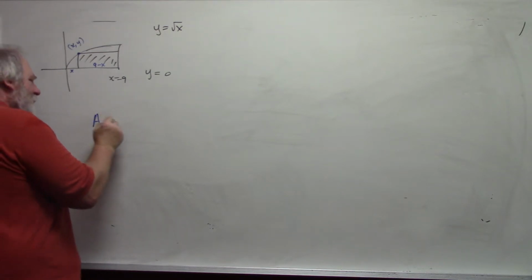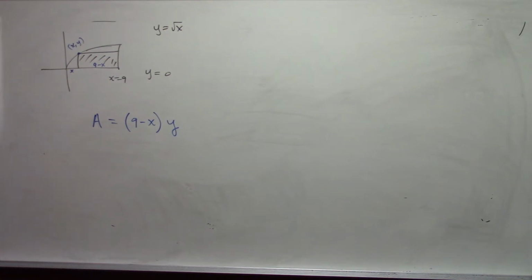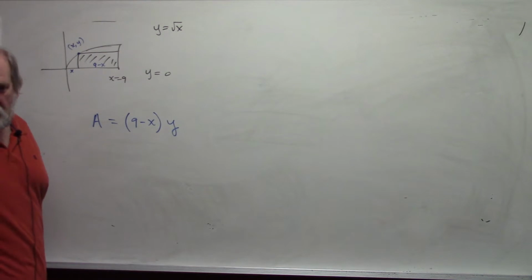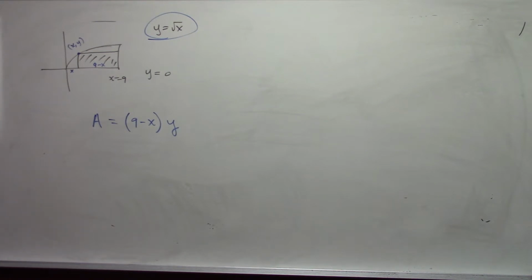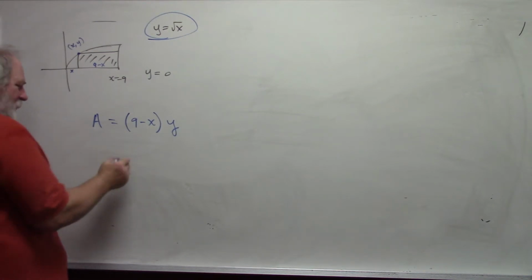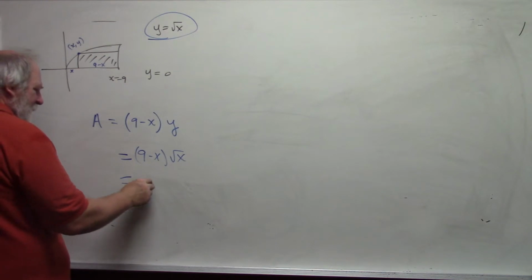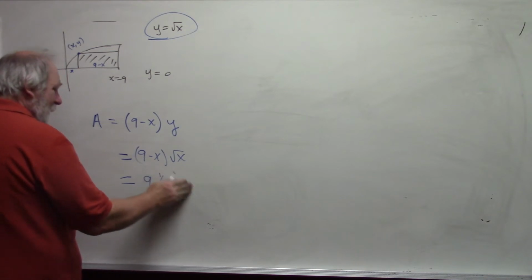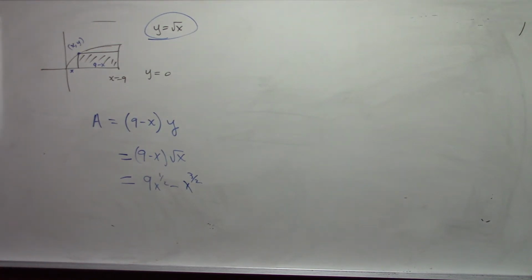And so my area, my optimization equation, is (9 minus x) times y, because the height is y. The reason I want to do that is if I make x what it normally represents in the coordinate axis, then y can be the function we're using: y is just the square root of x. Or I can now write this as 9x to the 1/2 minus x to the 3/2.